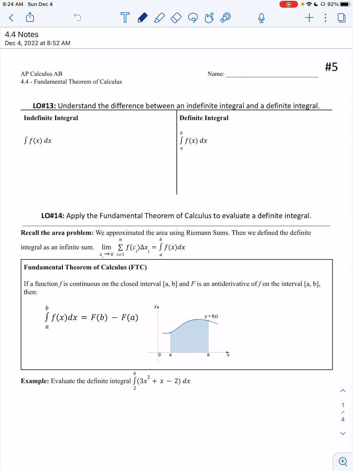Hello, everybody. Sorry I can't be there today, but here we are, ready to do section 4.4, which is all about the fundamental theorem of calculus.